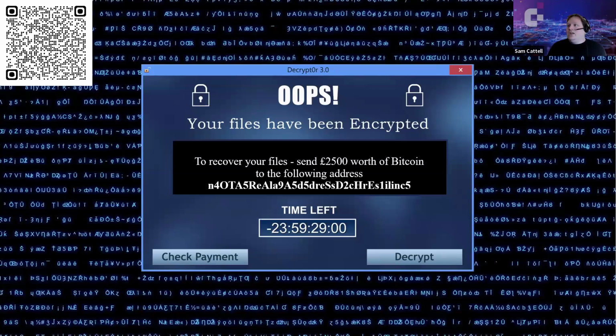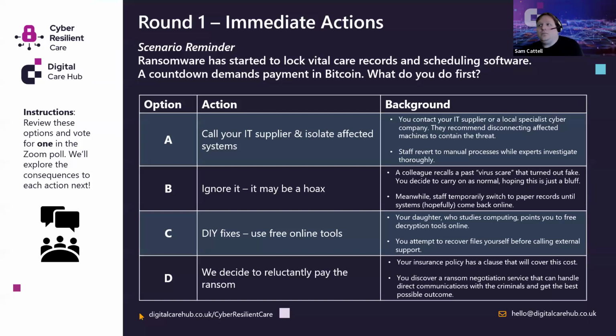So let's have a look at immediate actions. So just a quick reminder, ransomware has started to lock vital care records and scheduling software. Countdown demands payment in Bitcoin. What do you think you should do first? You've got 4 options here. I'll give you the action, their background, and you can vote on them.